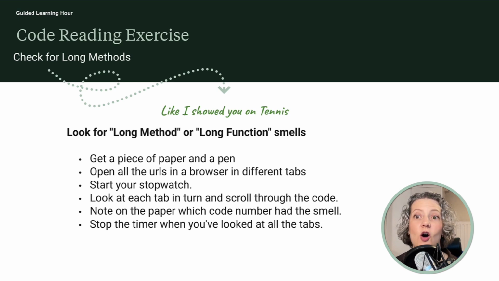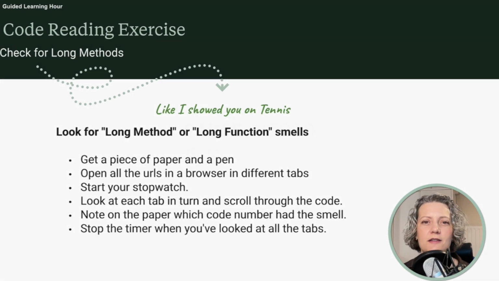It's called Office Robot Cleaner, and there are actually 12 versions of it. So plenty of spaces for you to have a look and see if you can spot a long function or a long method smell. Same exercise though, get a piece of paper, note down which ones have got the smell, note down how long it takes you, and then share your results and have a little discussion.